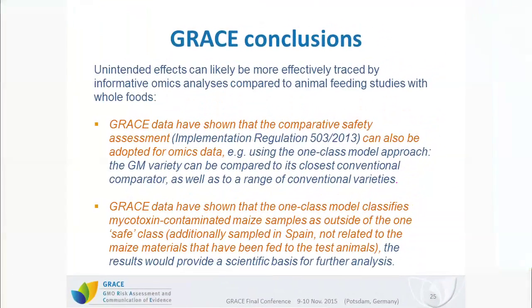Now we have also tested some mycotoxin contaminated maize samples, and here it was shown that they are classified in all cases outside of the one safe class. I should stress here that these samples were separately sampled in Spain, so they are not related to the maize materials that have been fed to the test animals. But this also showed that in such a case, this would be a basis for further analysis of this type of samples, because they are classified outside of the one class.